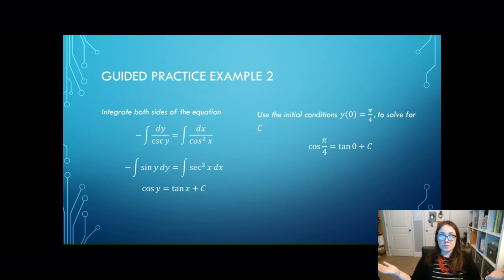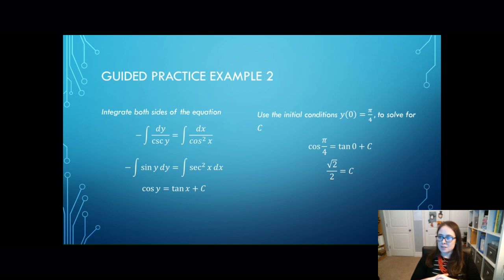And now I'm just down to the one variable, the constant. The c there is the only thing that I don't know. So I can simplify this and solve for it. Tangent of 0 is 0, so that I can drop out. And cosine of pi over 4 is root 2 over 2. And yes, we do want to see exact values there.